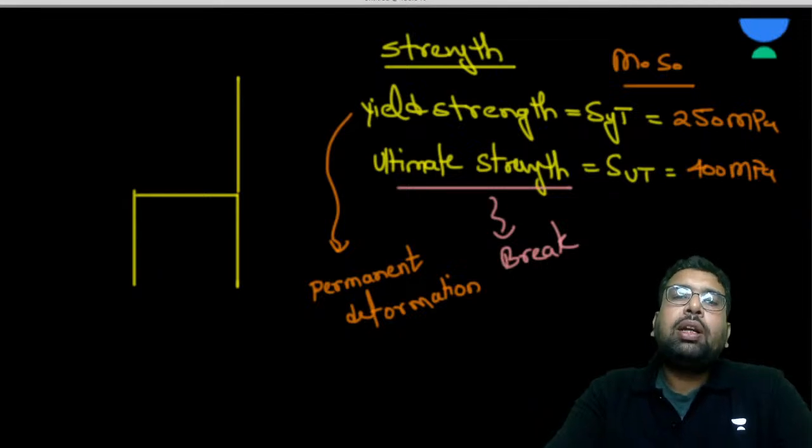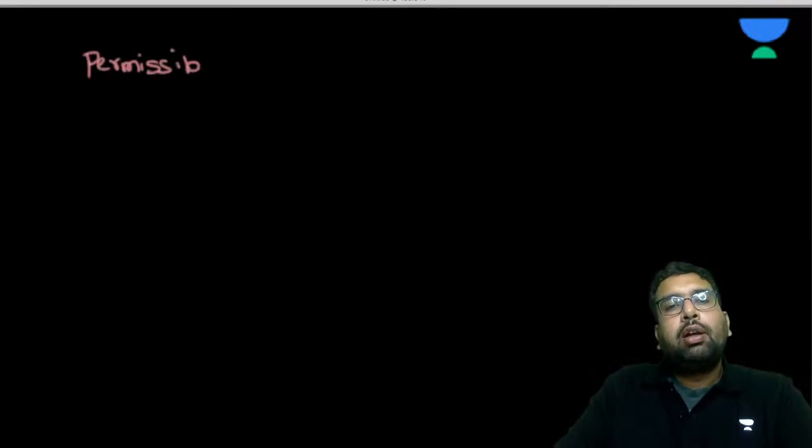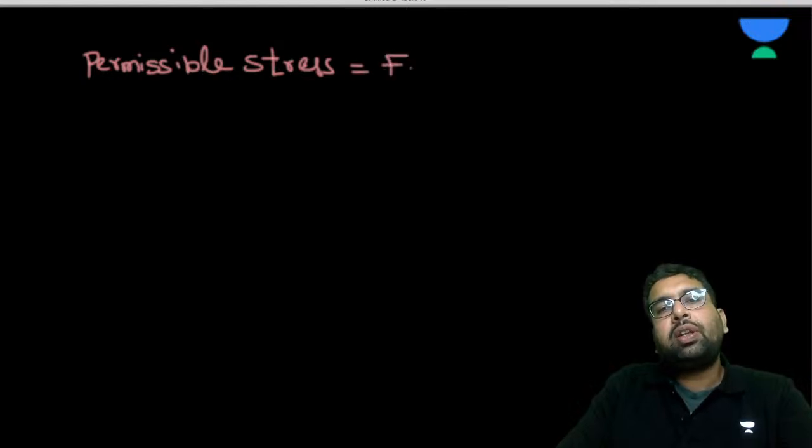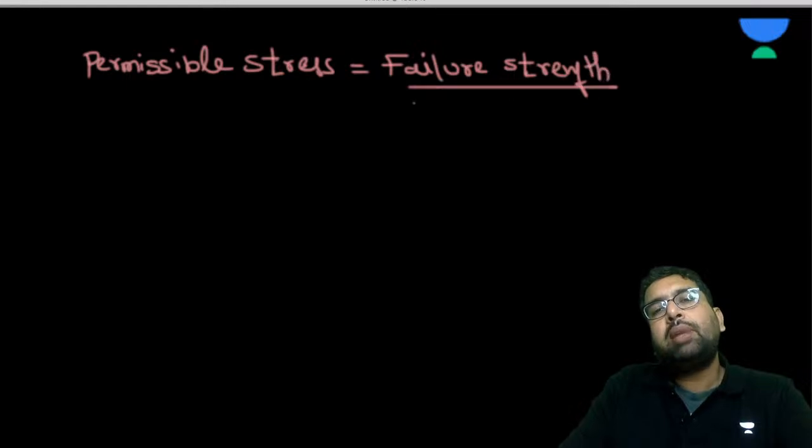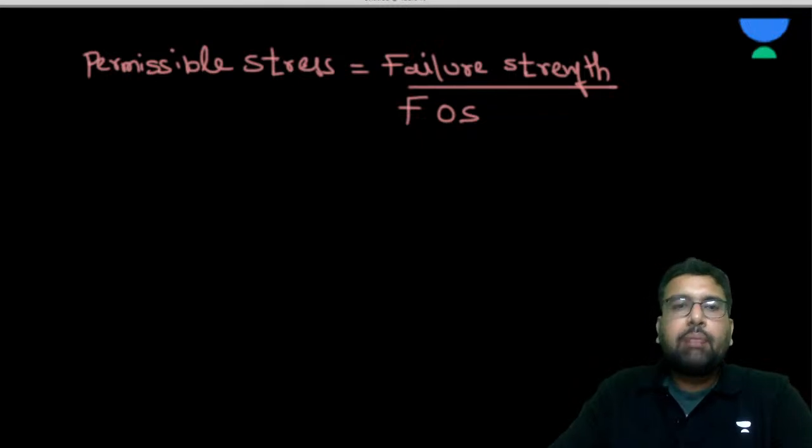So the strength can be given, or sometimes they use the word permissible stress. We are not going into much depth, but permissible stress is somewhat failure strength upon factor of safety. Why am I writing failure strength? By failure strength I mean it can be yield strength or ultimate strength, divided by the factor of safety. Are you getting my point? Sometimes they use the word allowable stress.